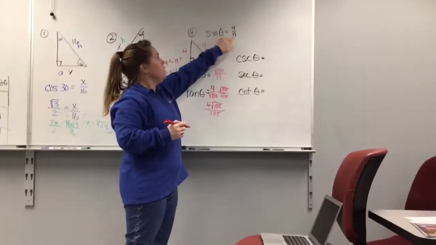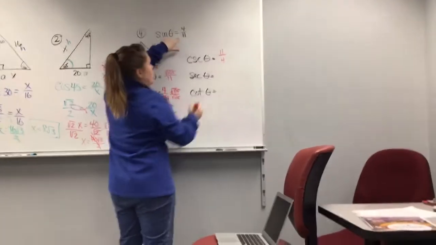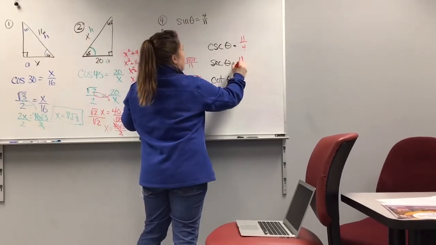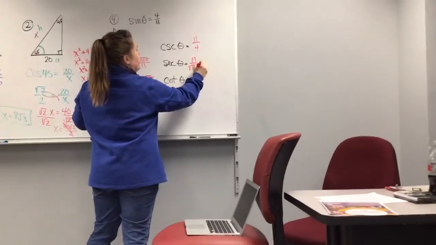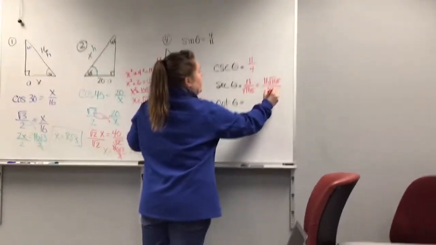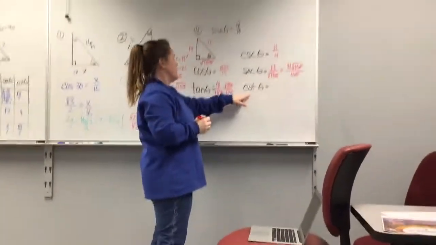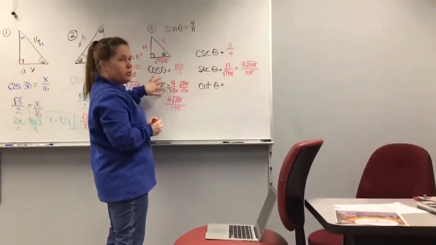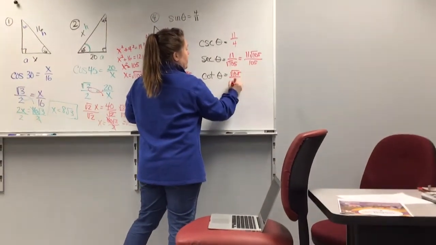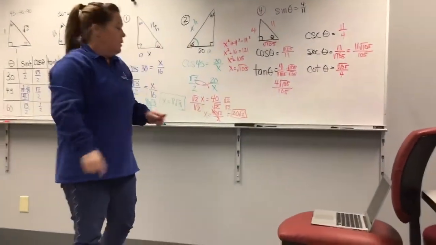Now, cosecant, all I have to do is flip sine, so it's going to be 11 over 4. Secant, I flipped cosine, so I get 11 over square root of 105, which gives me 11 square root of 105 over 105. It's the same thing that we did right down here. And then cotangent, this last one, I'm going to come back to this original fraction and I flip it. So I get the square root of 105 over 4. There's my other 6 trig functions.